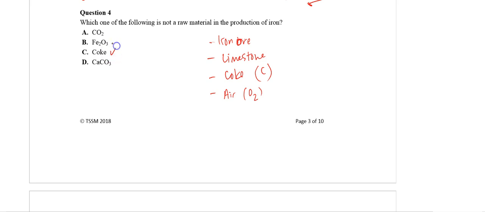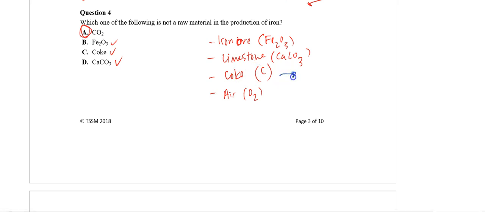So coke is in there. Iron oxide, which is in iron ore, is also one of the raw materials. And calcium carbonate, which is limestone, is one of the raw materials. But carbon dioxide is not. Carbon dioxide is something that we need to produce, and it's produced by the combustion of coke.